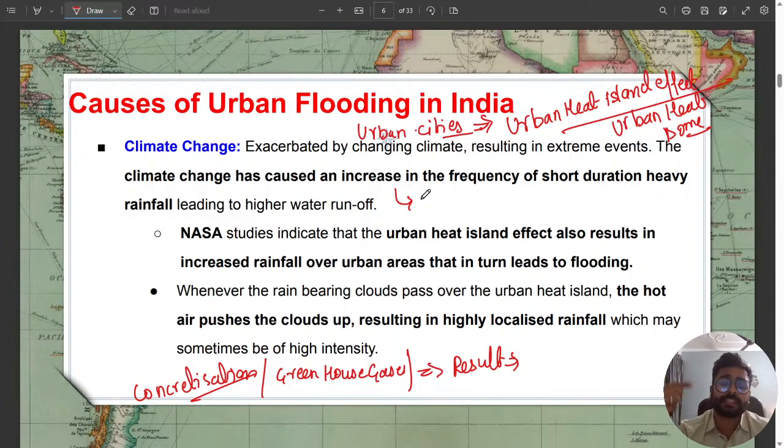So all these cities are also experiencing increasing frequency of rain, short duration rains as well as long duration rains, and the days of long duration rains are also increasing. So this is what climate change is. इसी को हम बोलेंगे that yes, climate is changing, average climate is changing.